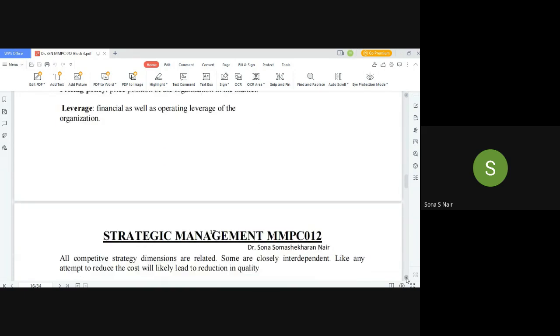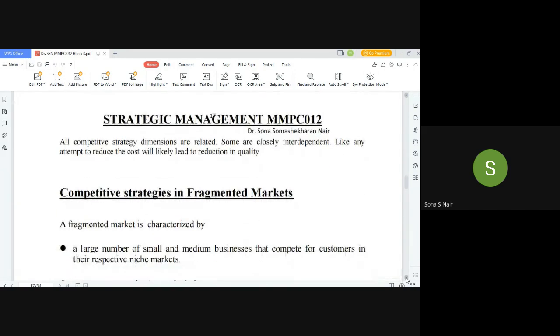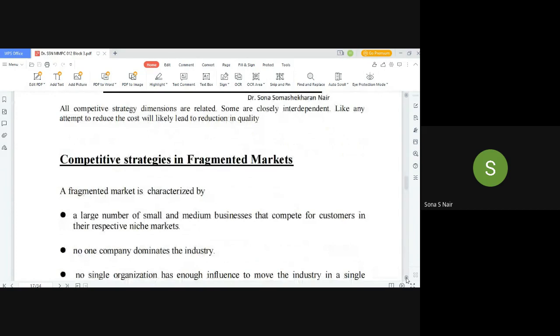Right? Now, competitive strategies in fragmented markets. What we need to look at in this segment here is that the competitive strategies, whatever we've decided earlier, whatever strategies we've chosen, will have to be changed and adapted to the kind of industry we are in.